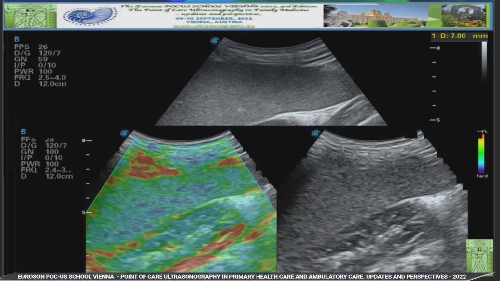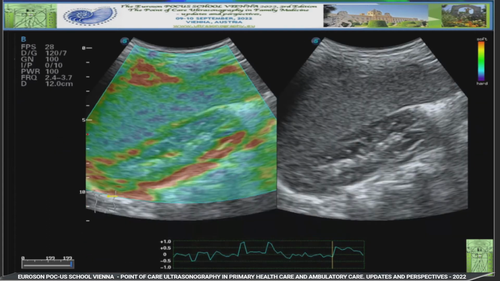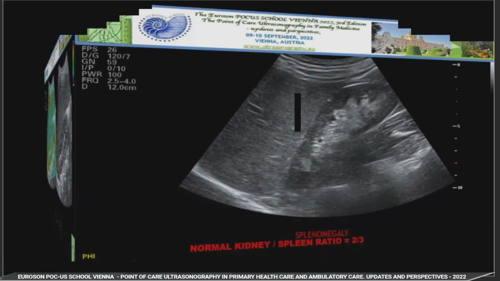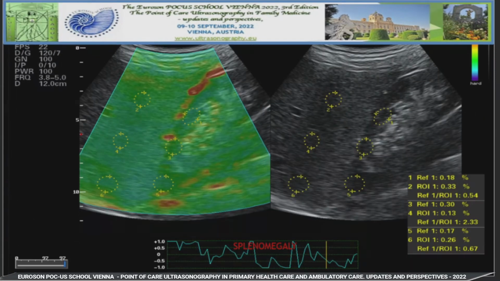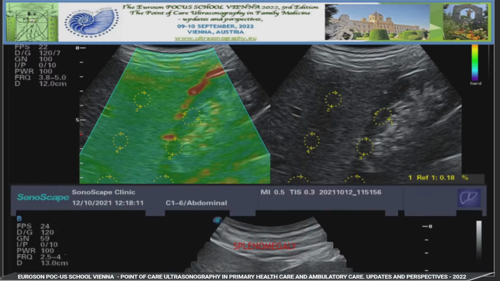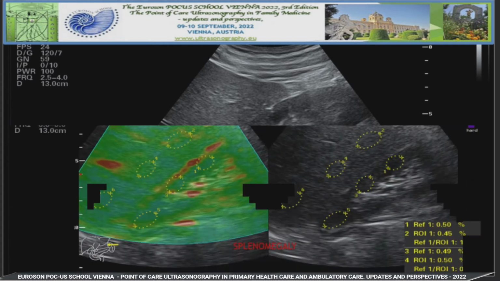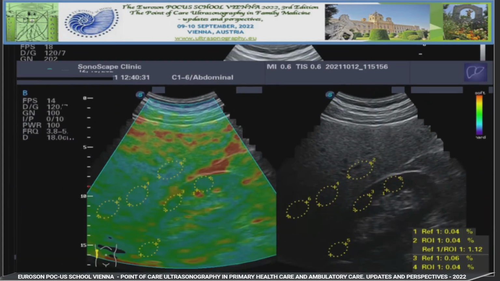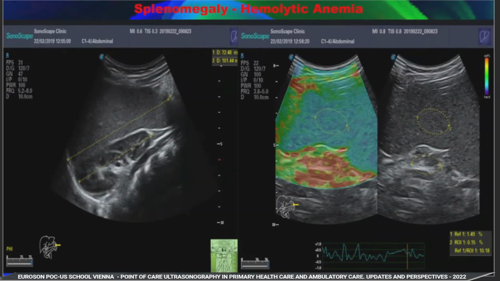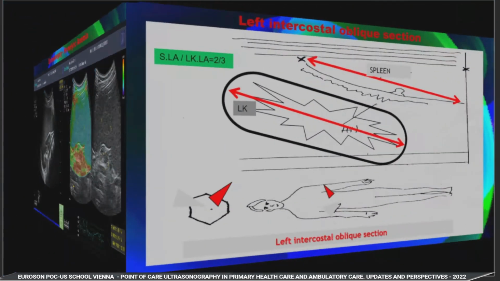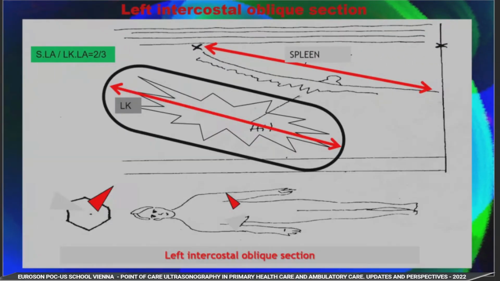The splenomegaly of the patient, in comparison, this is the normal spleen, and this is the splenomegaly, and you can find the hard stiffness of the spleen, and you can make the ratio between the spleen and also the kidney. This is the splenomegaly. We try to find some ratios, and as I said, you must know the long axis: the ratio between the long axis of the spleen and the left kidney is 2/3.